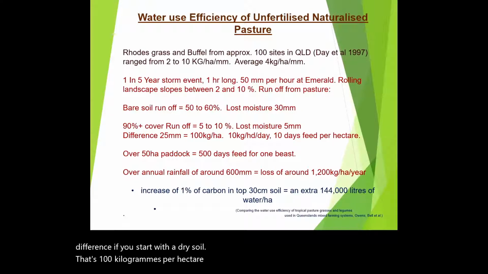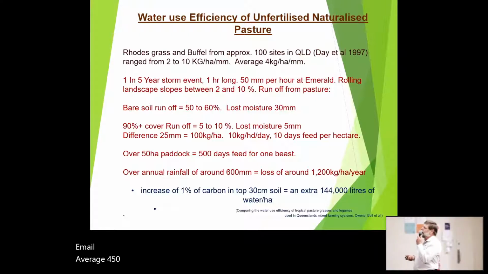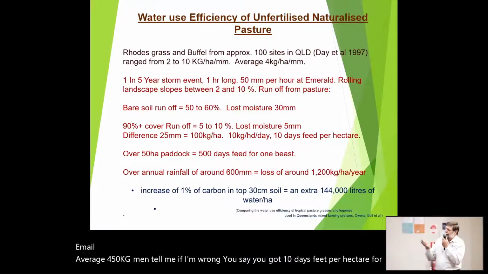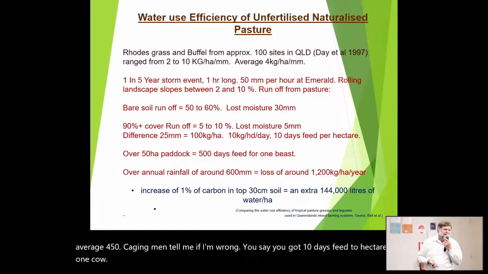Your cows eat about 10 a day, I think, average 450 kg. Tell me if I'm wrong, Jim. So you've got 10 days feed per hectare for one cow out of that rain. And that doesn't sound much. But when you look at it over a paddock scale, you get a 50 hectare paddock, that's 500 days of feed for one beast. And then over annual rainfall of 600 mils, or what do you get here, 1,000, 1,200. So there's 1,200 kgs per hectare per year that you're losing by not having that water going into the ground.